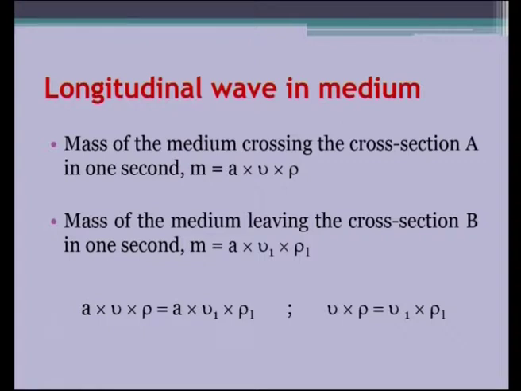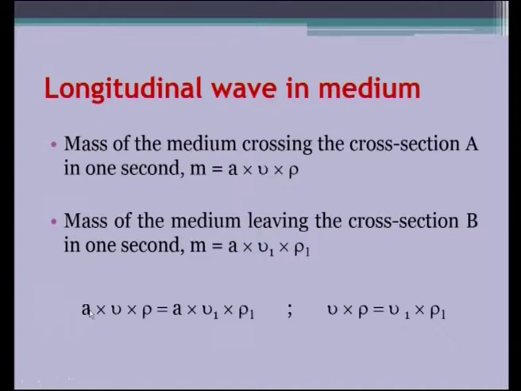The mass of the medium leaving the cross section B in 1 second is again given with the same logic that we have discussed for the cross section A. It is the area of cross section A. Here the velocity is different, so it is denoted as V1 and the density is denoted as rho 1, but this product will also give the same mass m, because the mass entering the region A and the mass leaving the region B could both be equated, and after the two expressions are equated, we get an equality. That equality will be used for further simplification.